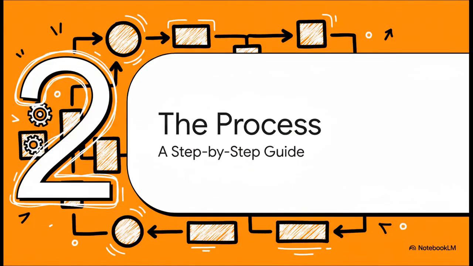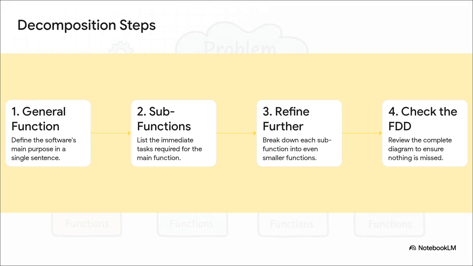So how does this actually work in practice? Well, the great thing is it's a very structured process, which gives us a clear roadmap to follow. So let's walk through the steps together. Okay, here we go. Step 1 is all about getting your North Star. You just define the software's main purpose in one simple sentence. That's it. For step 2, you start listing out the big, immediate tasks needed to achieve that main purpose.